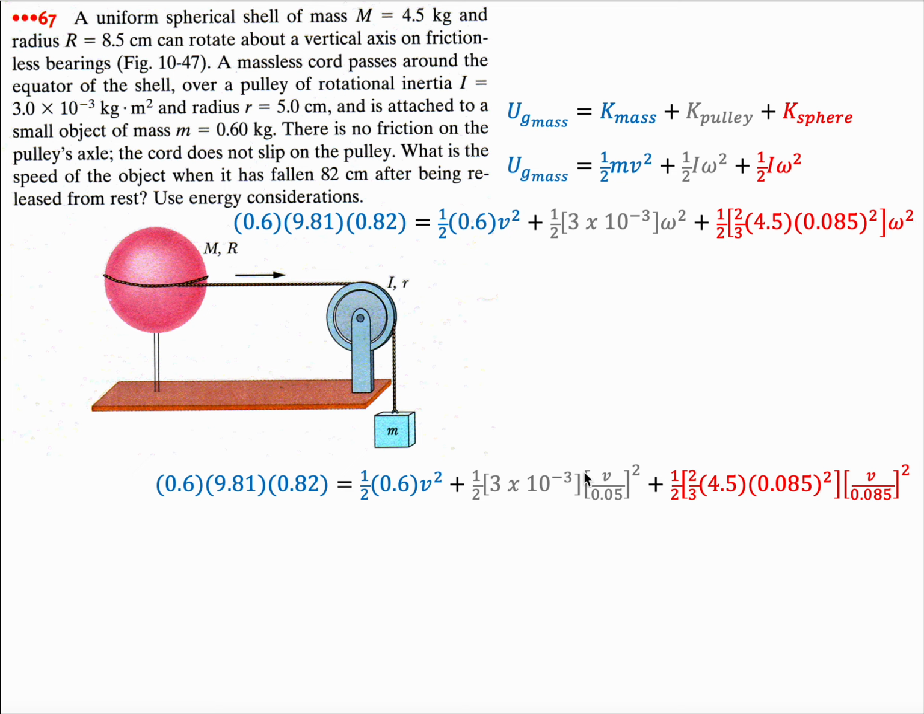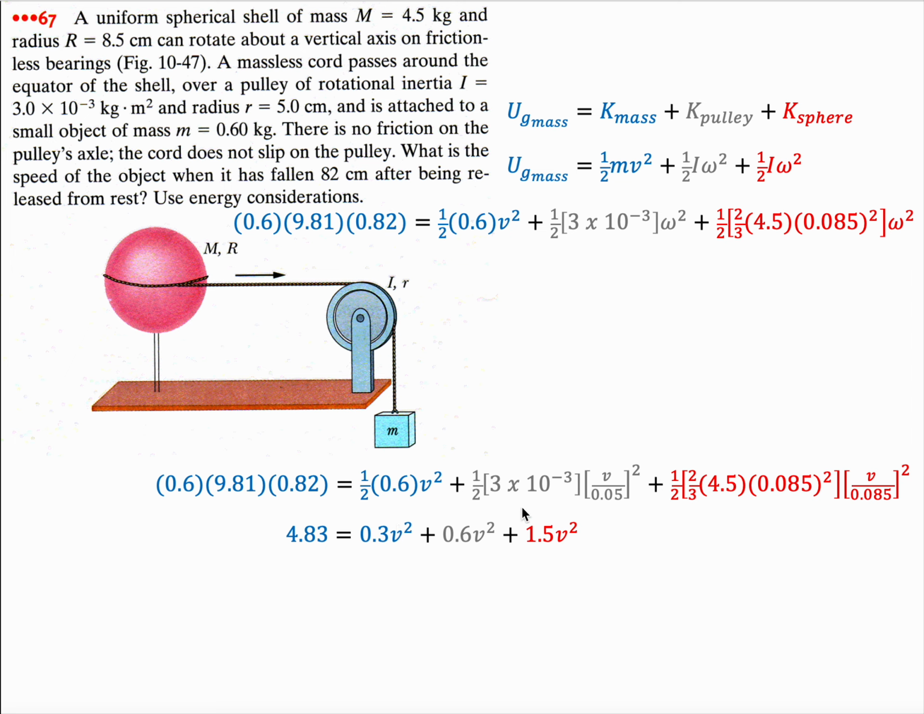Since we're looking for velocity and not omega, I'm going to replace omega with v over r, where in this case the radius of the pulley is 0.05 and the radius of the sphere is 0.085. That's 8.5 centimeters. Multiplying those all out, it becomes much simpler. We end up with this. The total energy change in gravitational is 4.83 joules.